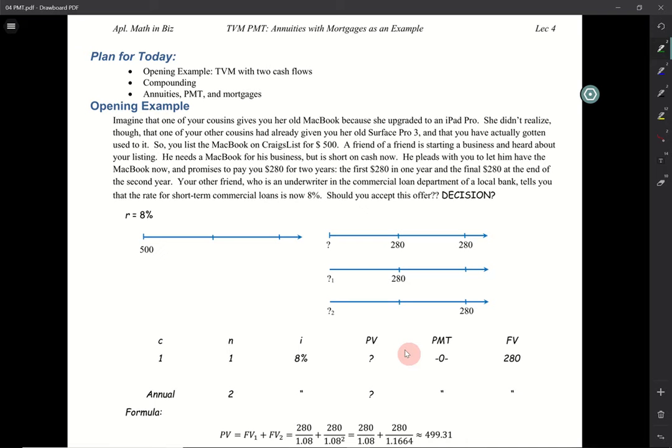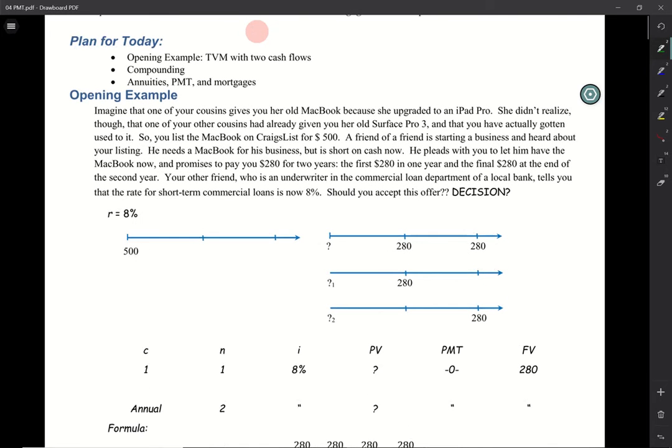Today we want to talk about annuities, finally. And so in that TVM data table, that will be the PMT. Okay? So we'll start out by thinking about this example.